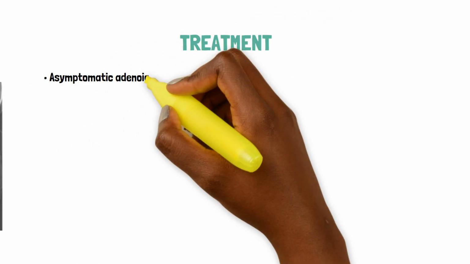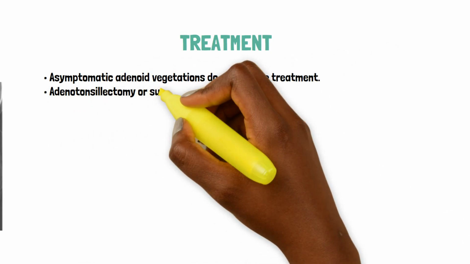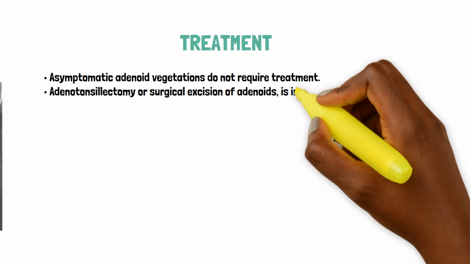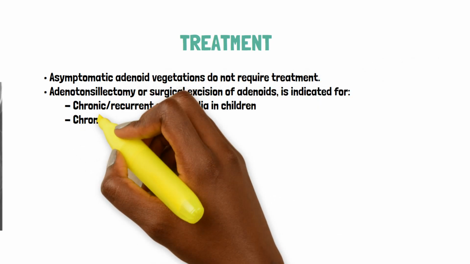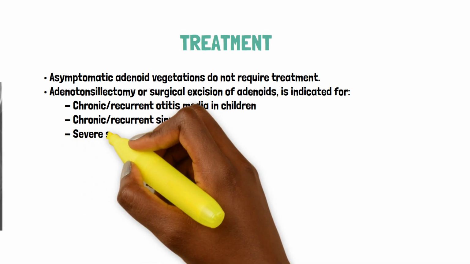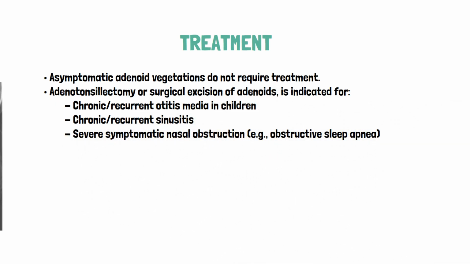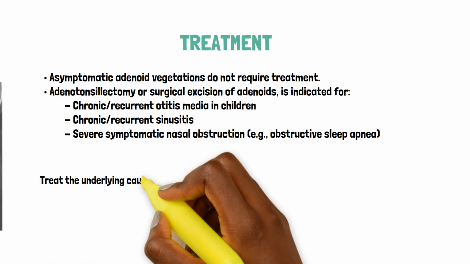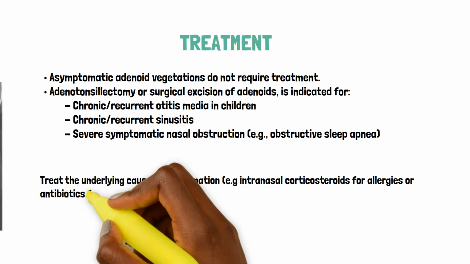On treatment, asymptomatic adenoid vegetations do not require treatment. Adenotonsillectomy or surgical excision of adenoid is indicated for chronic or recurrent otitis media in children, chronic or recurrent sinusitis, and severe symptomatic nasal obstruction, example, obstructive sleep apnea. Treat the underlying cause of inflammation, example, intranasal corticosteroids for allergies or antibiotics for infection.